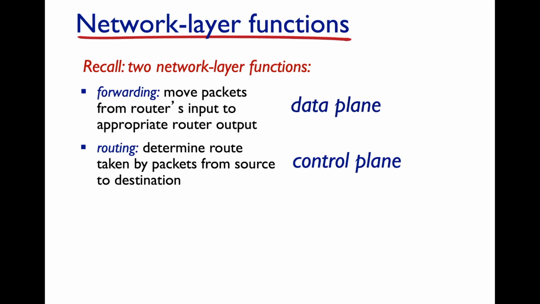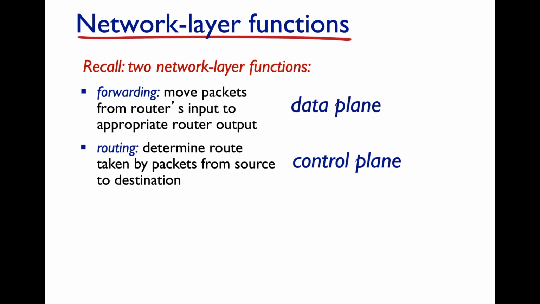Okay, so recall that in the network layer, layer 3, we had two major functions. One is called forwarding, and that's the moving or the switching of packets from input ports to the appropriate output port. And that was referred to collectively for all the routers across the network as the data plane. Now, when we shift gears for this chapter, we're going to talk about the control plane, which is the routing decision. That's the determination of the route taken by packets from some source host to some destination host.